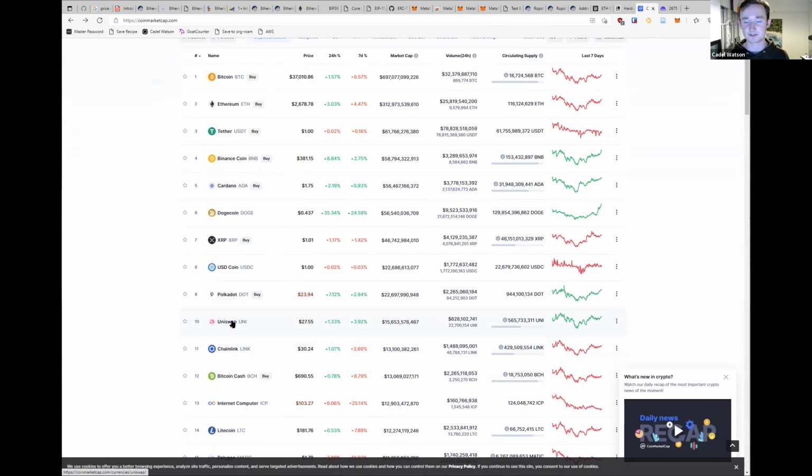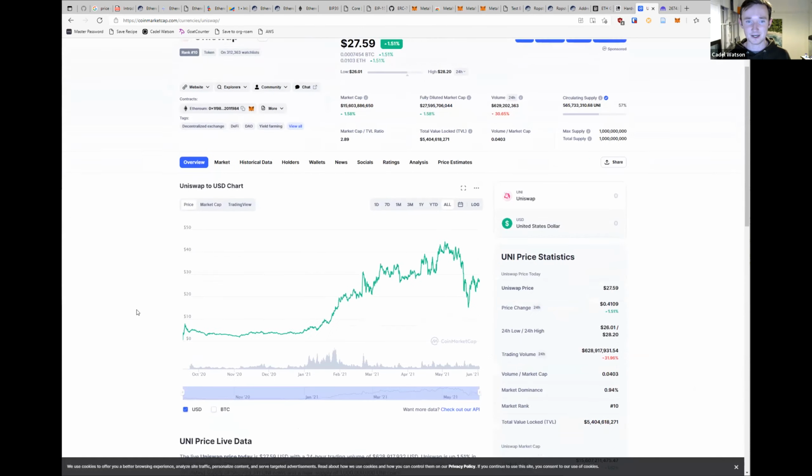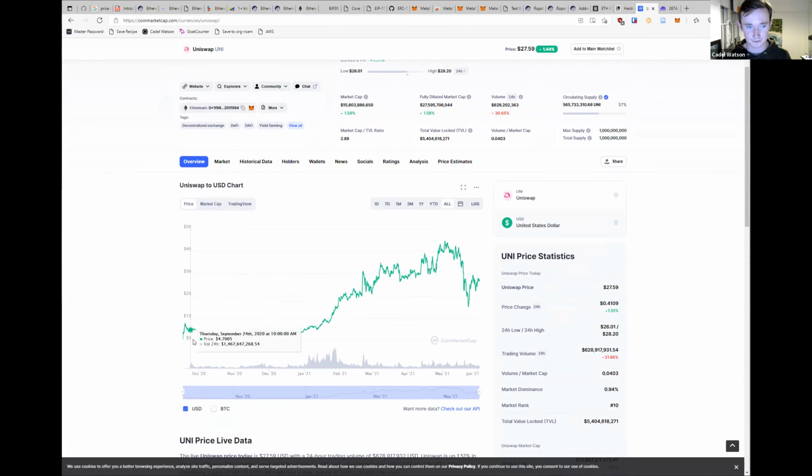So Uniswap is an application on Ethereum, and the token they've created is worth $27 at the moment. But you can see it changes a lot as well. It's not like a stable coin where it's always $1. Over time, it's gone from like $4 up to $40. So that changes a lot.